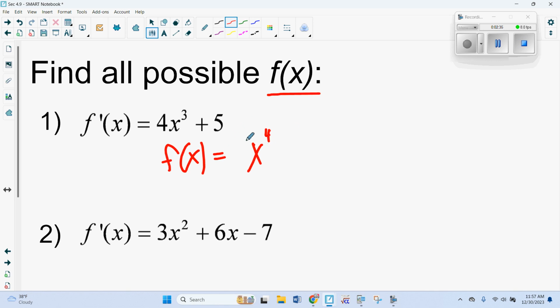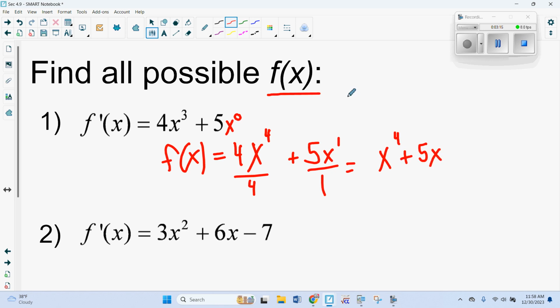Now, there's a couple ways to think about how you do the next part, and I'll explain it the two ways. If you go by the rule, you add 1 to the exponent, leave the 4 there, and then whatever your exponent is, you divide by that to get your antiderivative. So let's go with the 5. You can think of this as 5 x to the 0. So you add 1, it is x to the 1st. This is your new exponent, so you divide by that. And then these would cancel, and you would get x to the 4th plus 5x.